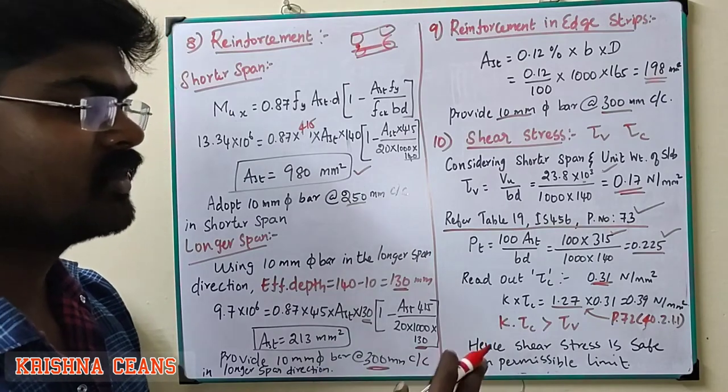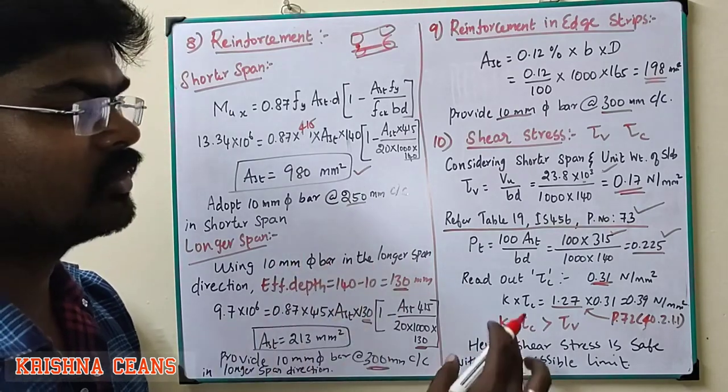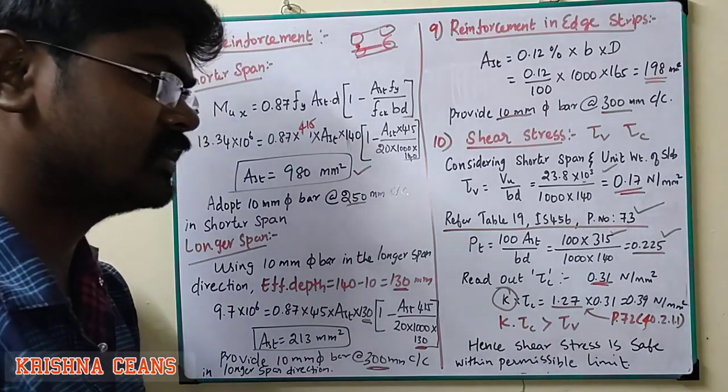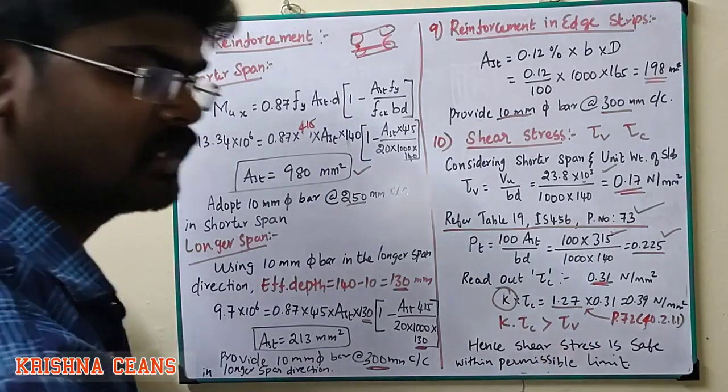So for the two-way slab, we need to apply the simply supported slab. We need to find the conversion factor, that is the modification factor, which is provided on page number 72.